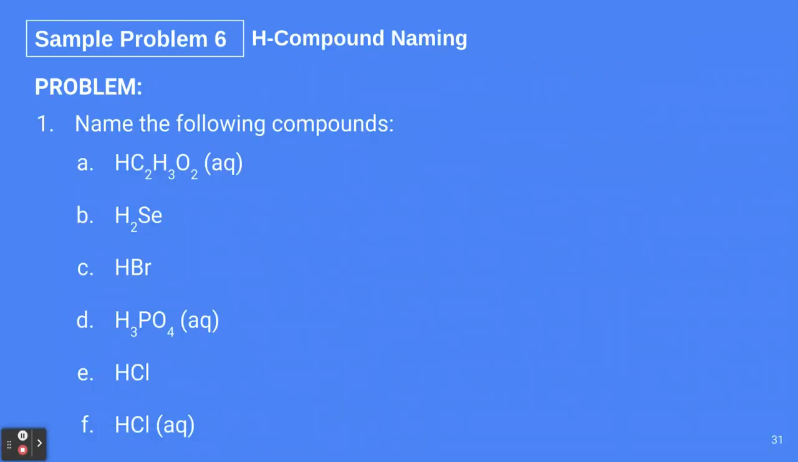All right, so the last thing we need to practice are just naming these compounds. Some of them are aqueous, some of them are not. And then the last slide, we're going to go the other way, names into formulas.